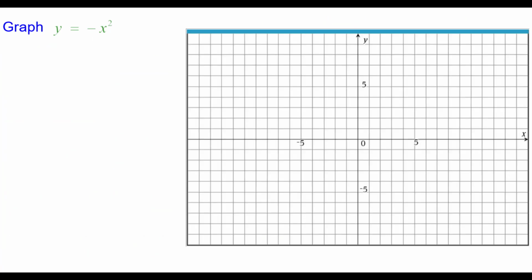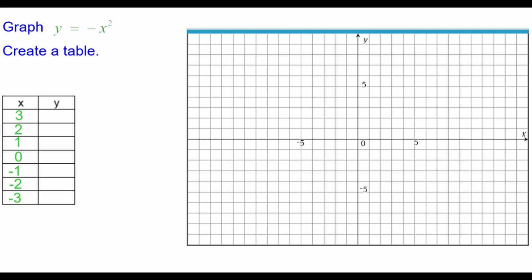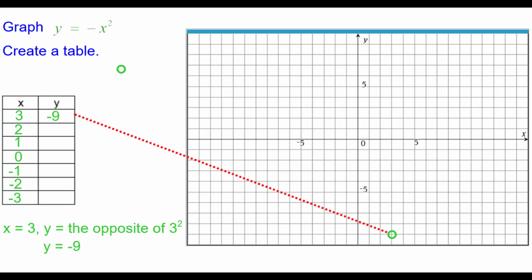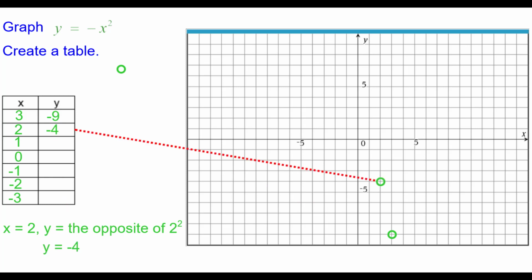Okay, let's go back now. To do this, we're going to create a table. We'll use these 7 values for x. And according to our equation, y is the opposite of whatever x is squared. So the opposite of 3 squared is going to be negative 9. So we'll plot 3, negative 9. When x is 2, it's the opposite of 2 squared, which is negative 4. We'll plot 2, negative 4.